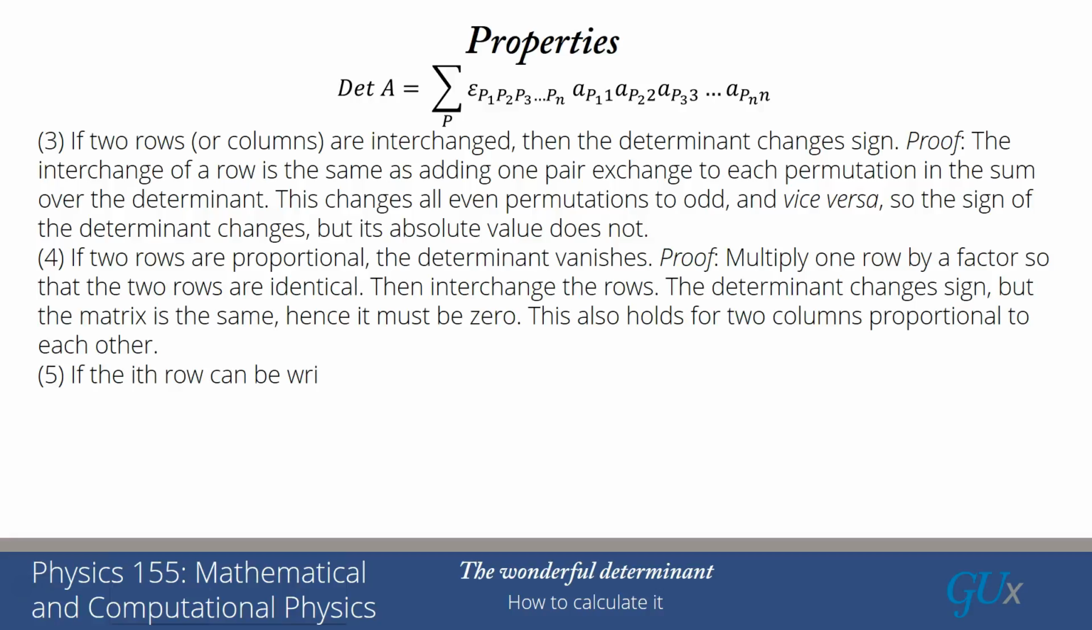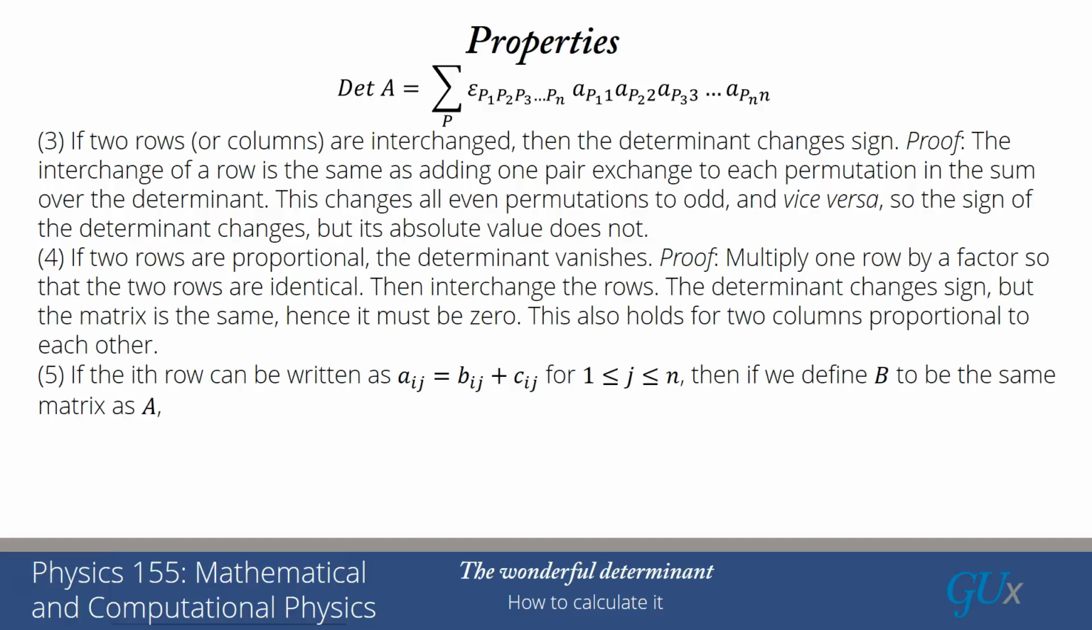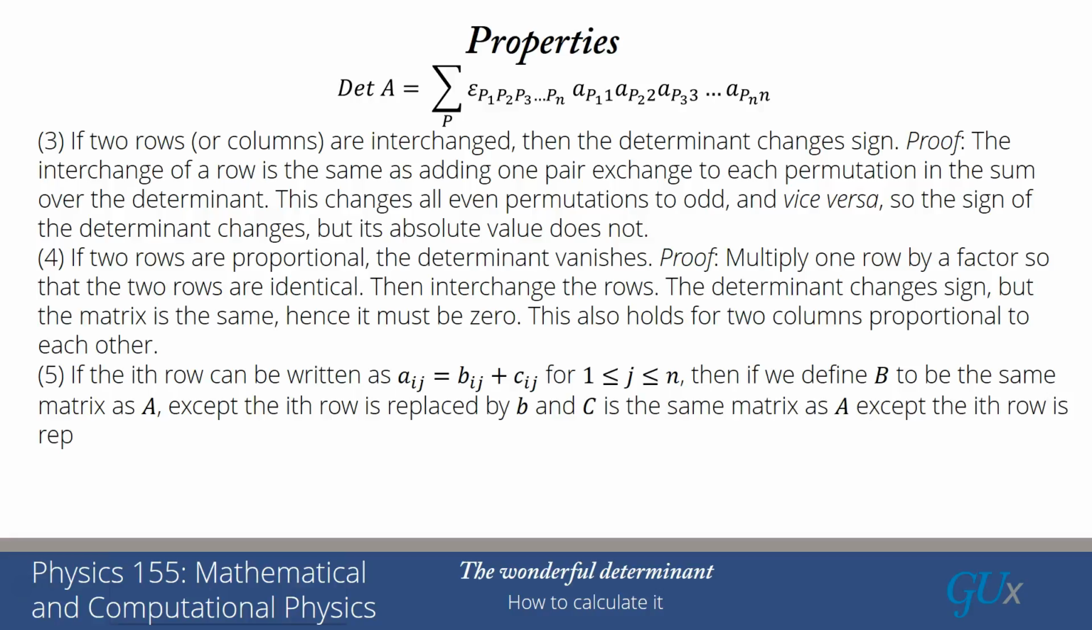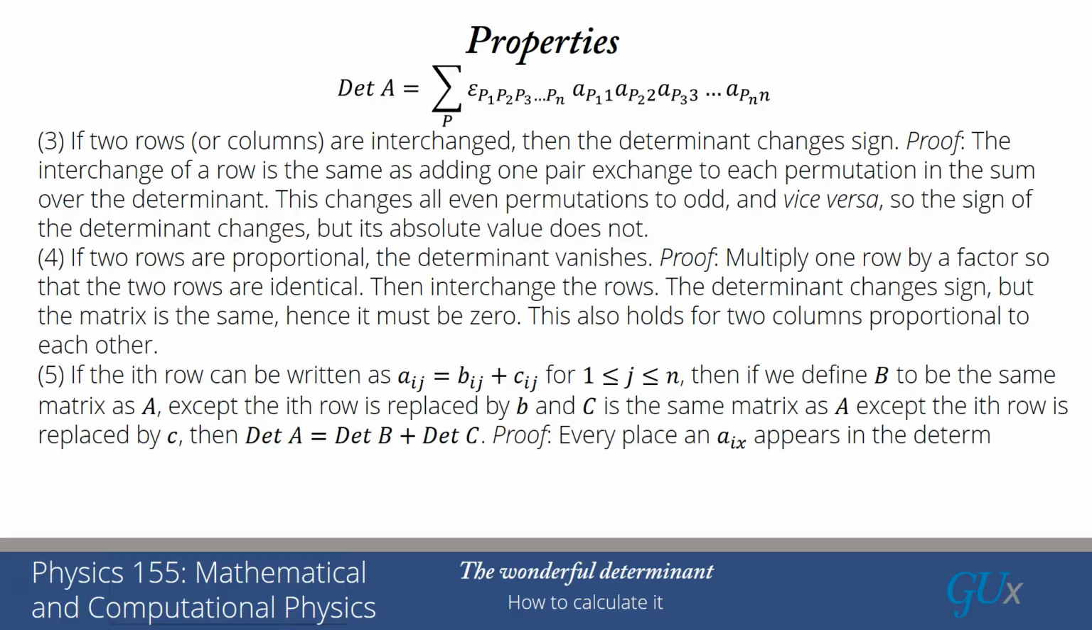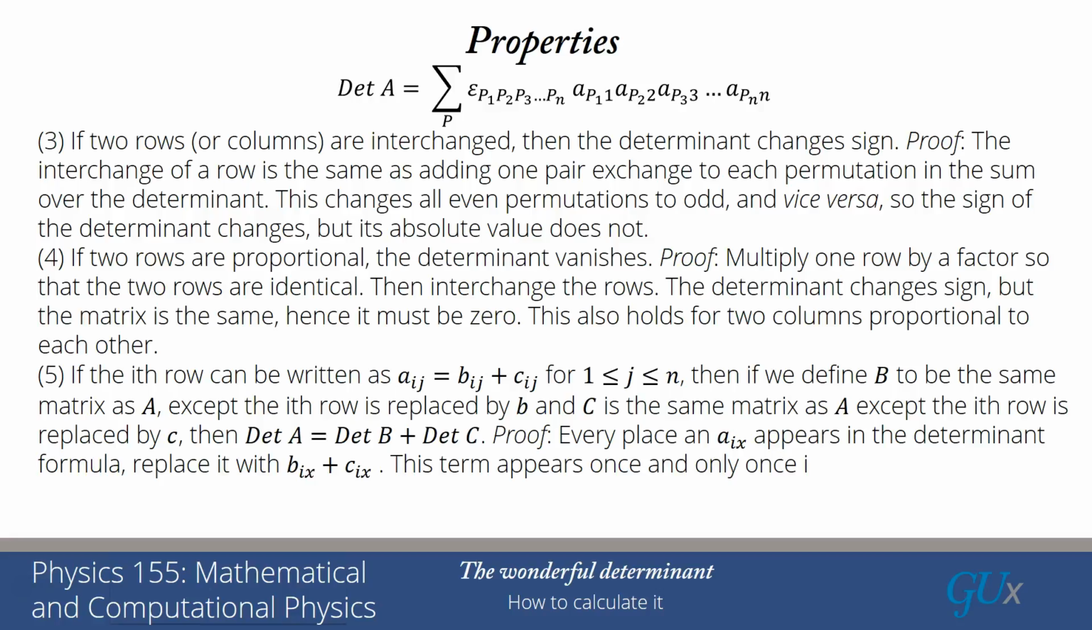All right, we're moving right along. The next one we're going to prove is that if I can separate a particular row, a_ij, into b_ij plus c_ij, then if we define the matrix capital B to be the same matrix as A, except we replace the ith row by the vector b, and I do the same thing for C, it's the same matrix as A, except I replace the ith row by the vector c, then the determinant of A is equal to the determinant of B plus the determinant of C. And the proof of this is also fairly simple.